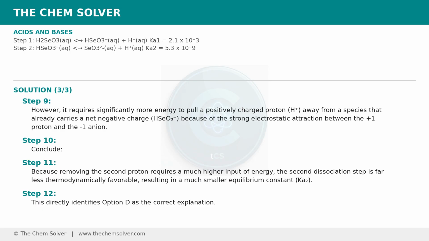Conclude, because removing the second proton requires a much higher input of energy, the second dissociation step is far less thermodynamically favorable, resulting in a much smaller equilibrium constant, Ka2. This directly identifies option D as the correct explanation.